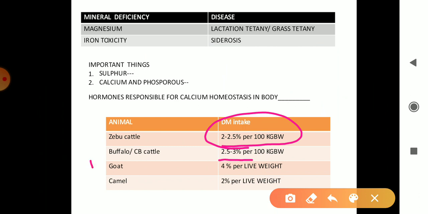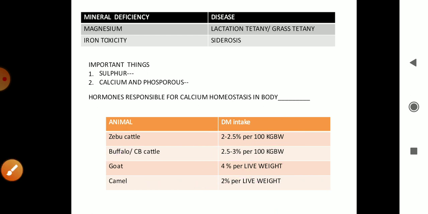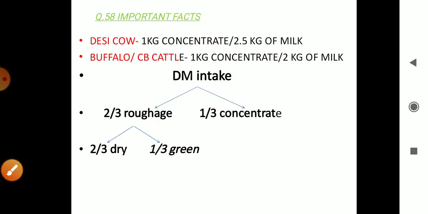Among all the livestock animals, the goat takes the maximum; the ability to digest the dry matter is the maximum among the livestock. It is around 4% of live body weight. So under stress condition or under drought condition, the goat can thrive very well. The camel also takes 2% of its live body weight. Very important.